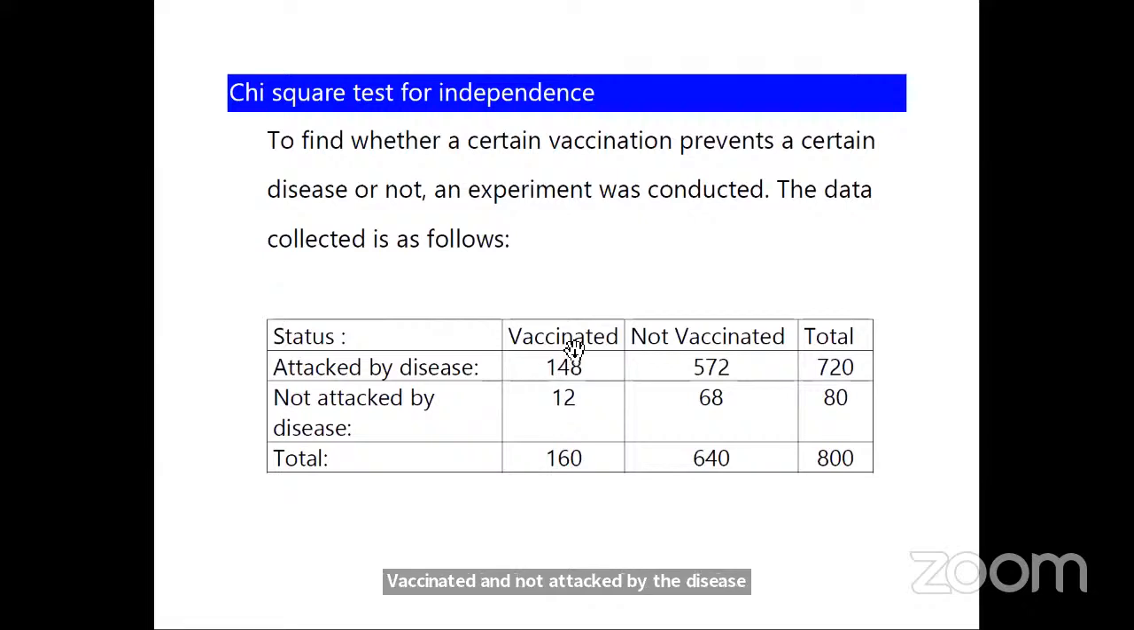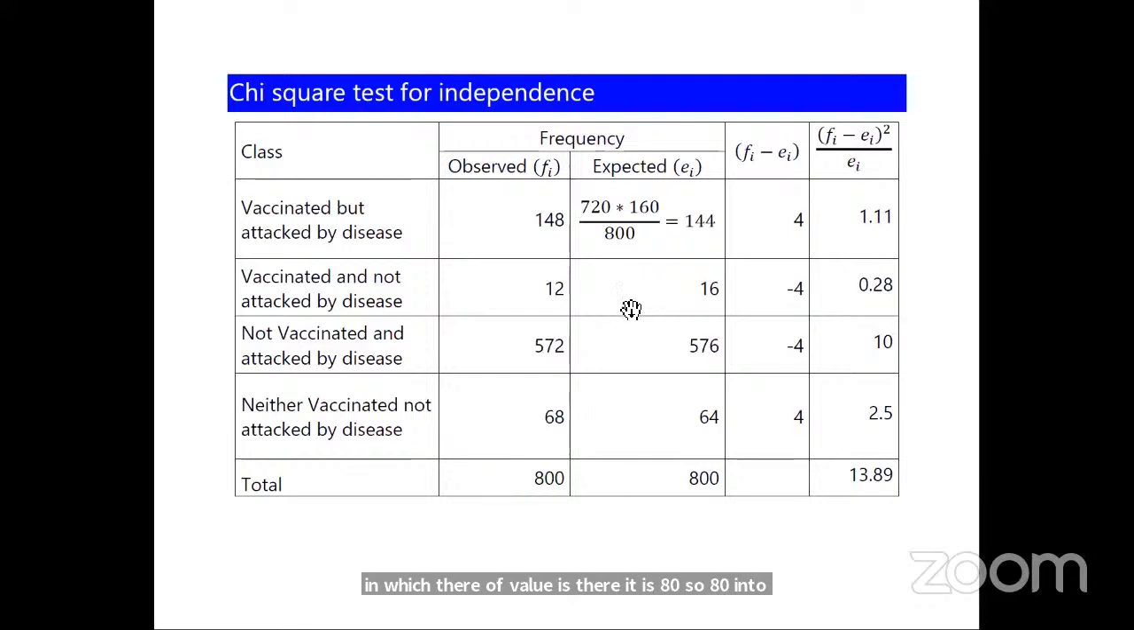Now see here, vaccinated and not attacked by disease. How many are there? 12. So this is your observed. How will we find the expected frequency corresponding to this 12? See the row total of the row in which that value is there. It is 80. So 80 into 160 divided by 800. I have not given the calculation here, but if you compute 80 into 160 divided by 800, you will get this value as 16.